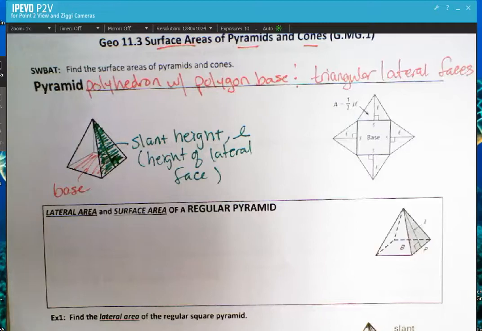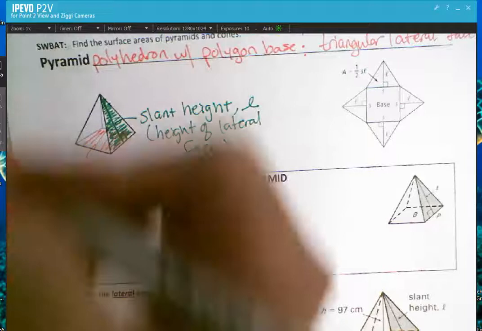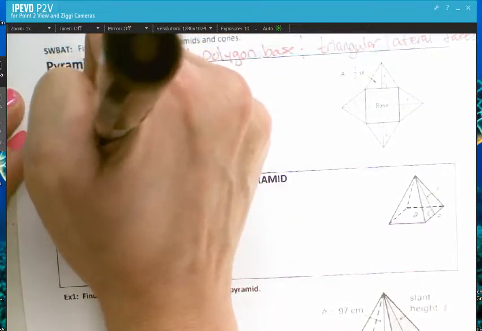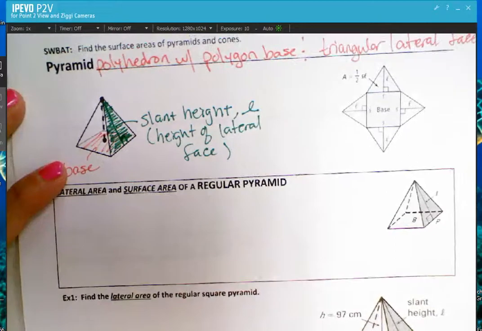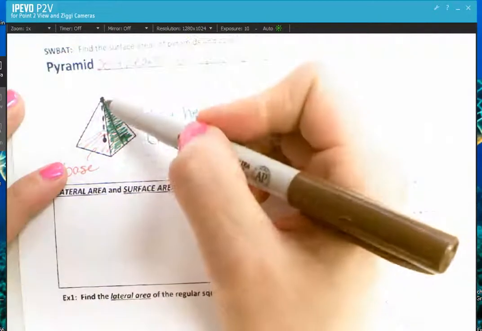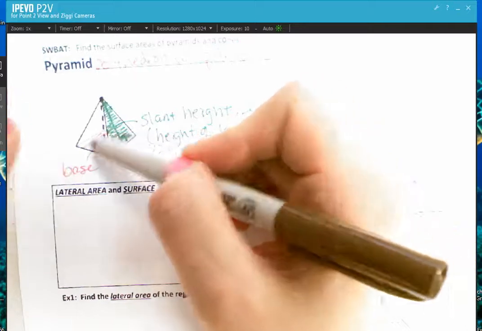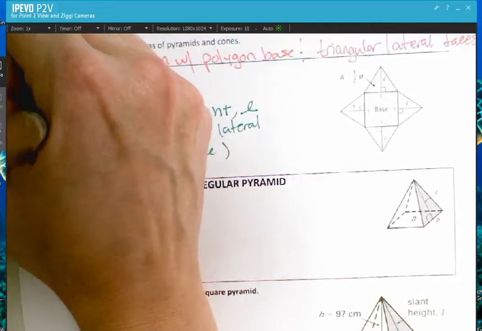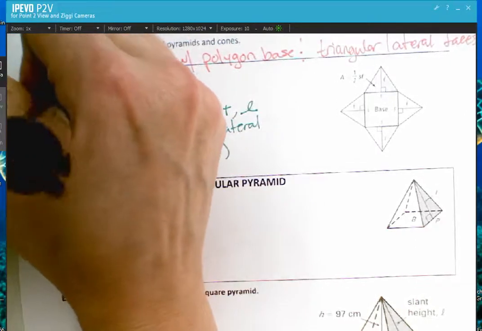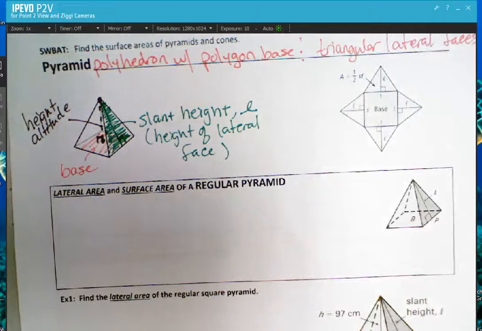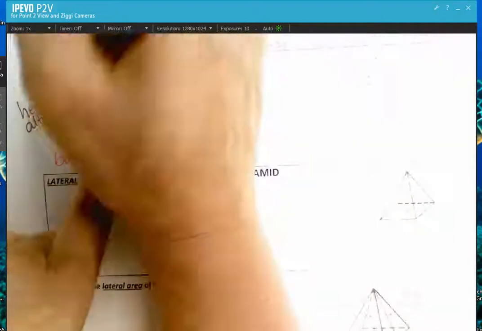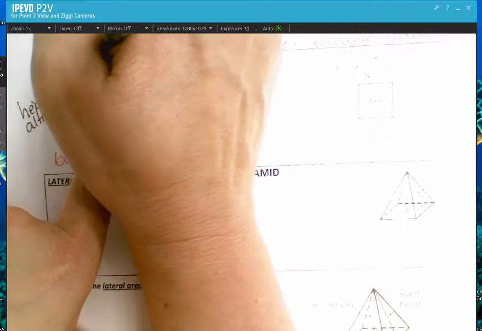We also are going to have a height, the figure height, the height between the vertex and the base of the pyramid. The perpendicular from the vertex goes right straight down the middle of this pyramid, landing right in the middle of my base at a right angle. That is the height or the altitude of the whole figure. So you've got to be careful if you're looking for the figure height or the slant height when we start working on these. And where all our lateral faces meet is called the vertex.